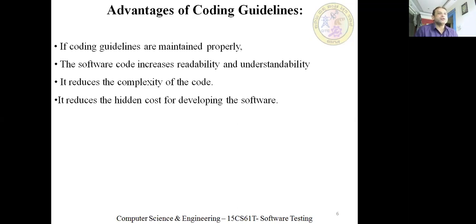And next, it reduces the complexity of the code also. When you write properly, even complex things become very simple. The project may have 10 different modules, but if you write it in a modular format, specifying what module 1 is, what module 2 is, what module 3 is, anybody can understand. So by following the guidelines, you can reduce the complexity.